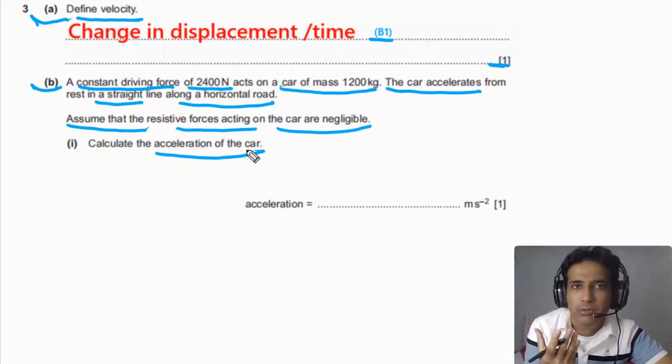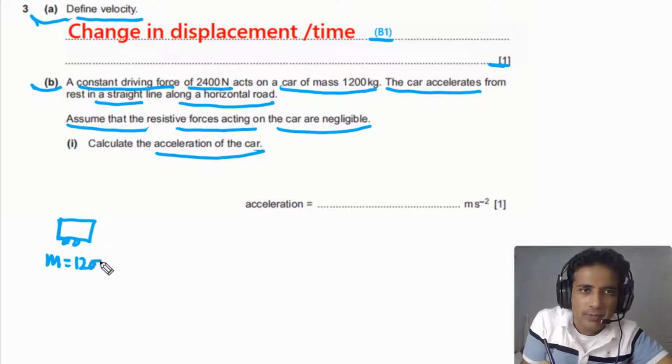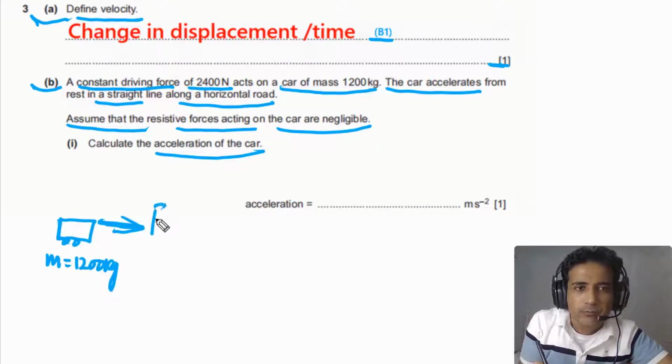So in this case, you can see we have a car, and on this car, a constant force is acting. So this is the car. The mass of this car is given. Simply we can say the mass is 1200 kilograms, and the force acting on it is given. This is the only force acting on this car. There is no air resistance, there is no friction. So the force acting on this car is equal to 2400 newtons.